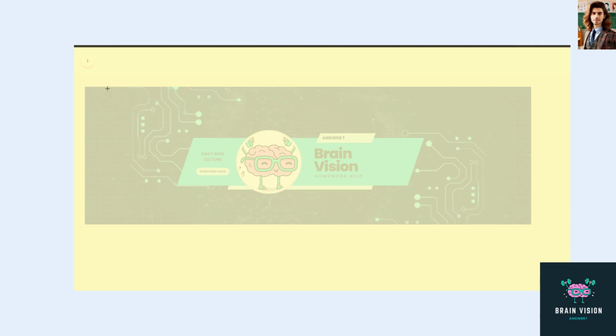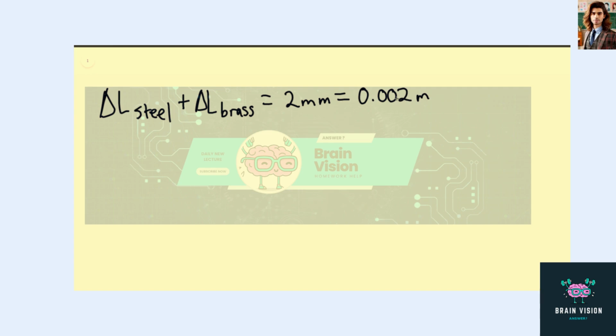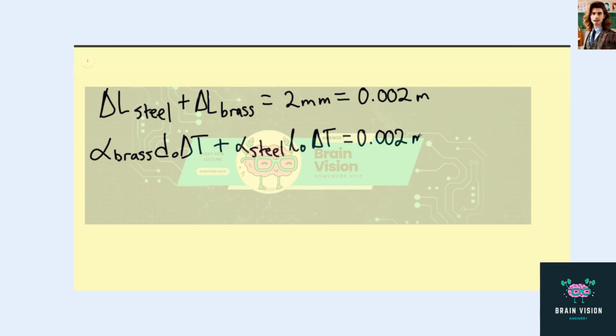So here we need to find the temperature at which the sphere just begins to brush the floor. Therefore, the change in the length of the steel plus the change in the length of the brass must be at least 2 millimeters, or 0.002 meters. We can say that the linear expansion coefficient of the brass times the initial diameter of the brass times delta T plus the linear expansion coefficient of the steel times the original length of the steel times delta T should equal 0.002 meters.